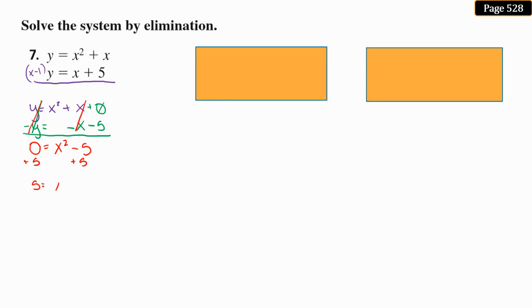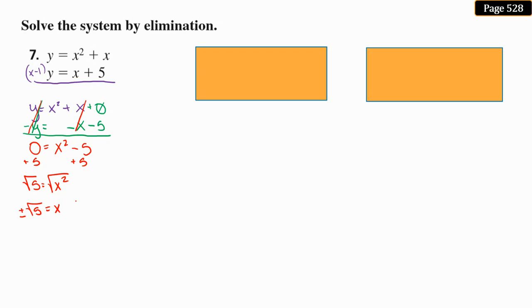So 5 equals x squared, and we want the square root of that. So x is equal to plus or minus the square root of 5, because it could be either one. Now we have to actually solve this, so we have to plug that back in. I'm going to take that square root of 5, solve it, and round it to the nearest hundredth, and then use that to plug in my values.